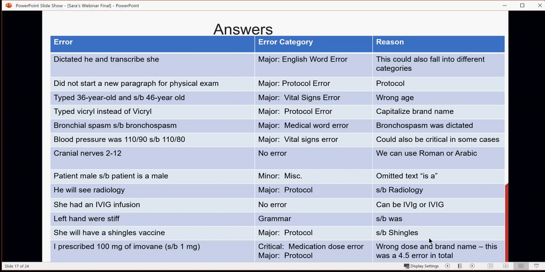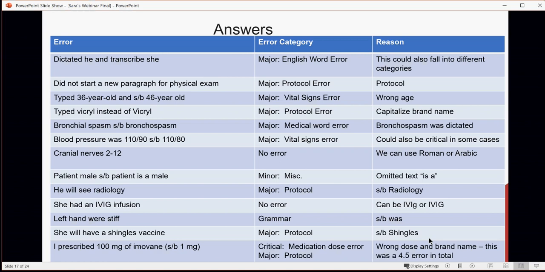Typed 36-year-old and should be 46-year-old. That'll be a major vital signs error. It's an incorrect age. I should note this could also be a critical error if there was a greater discrepancy. If we had typed this 26-year-old and it should be 96-year-old, those two patients would be treated totally different. So that is a critical error. In this case, we would consider it a major. Typed Vicryl with a lowercase v instead of Vicryl with a capital V.